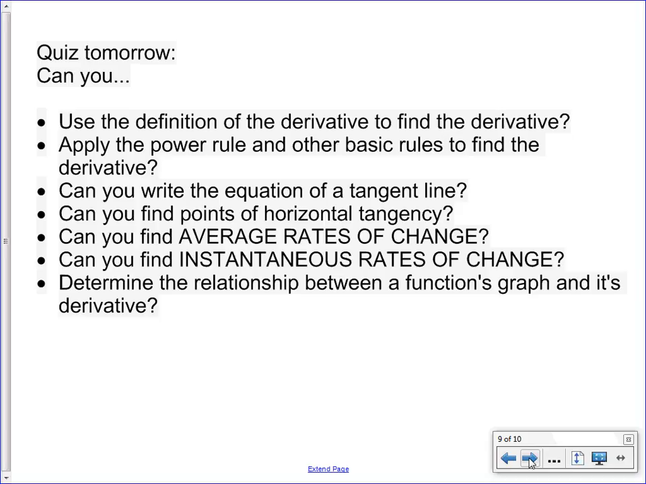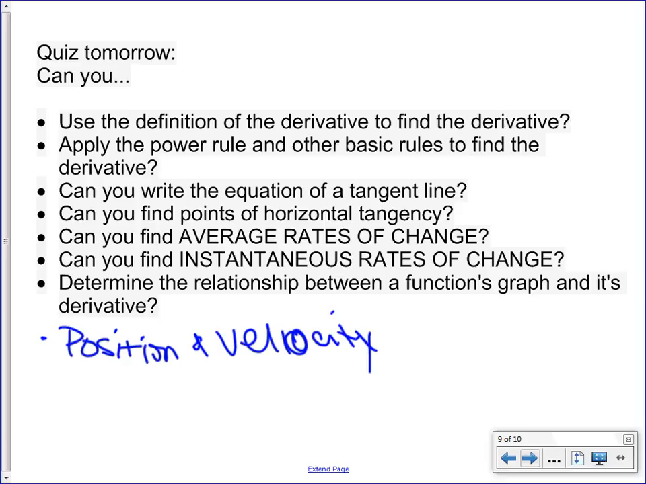Wait, so we don't have to do the physics stuff on the quiz then? Oh, yes, physics stuff. Will they give you the equation? Yes. So I will give you the equation with the gravity already put in there. Okay? I'll give you the equation.